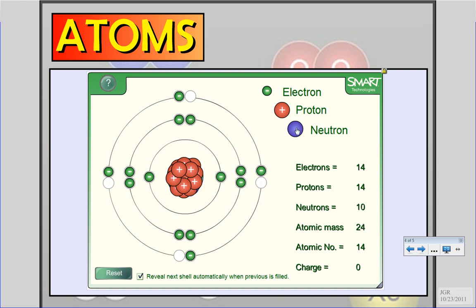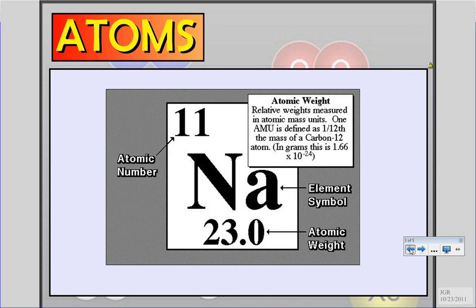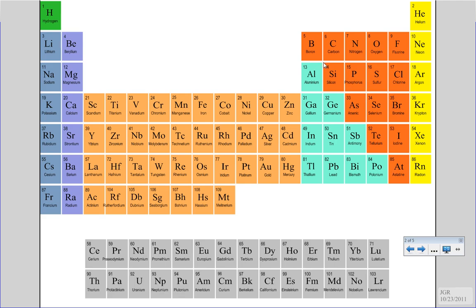10, 11, 12, 13, 14. So now we have 14 neutrons and 14 protons, which gives us an atomic mass of 28. The atomic number is 14, which if we go back to the periodic table, we will see is silicon. So there is the structure of the atom.